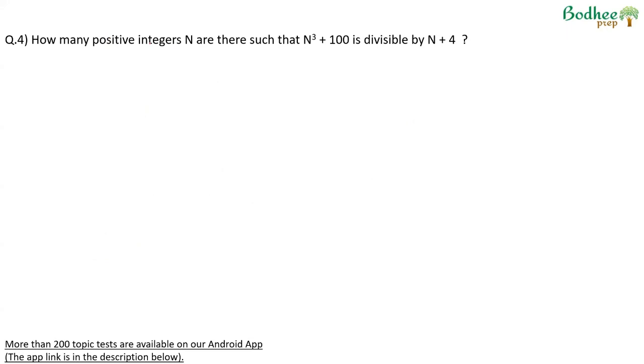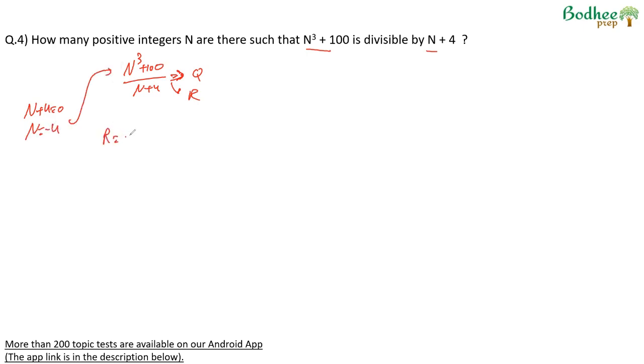How many positive integers n are there such that n cube plus 100 is divisible by n plus 4? If we divide n cube plus 100 by n plus 4, we will get a quotient and a remainder in terms of n, or a constant remainder. To find this remainder, we can use the remainder theorem. We put n plus 4 equal to 0, n is equal to minus 4, and substitute that value in the dividend.